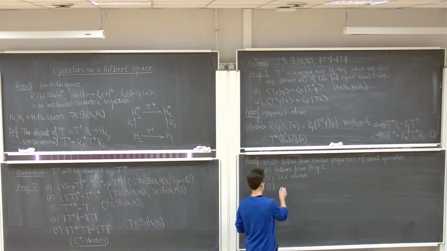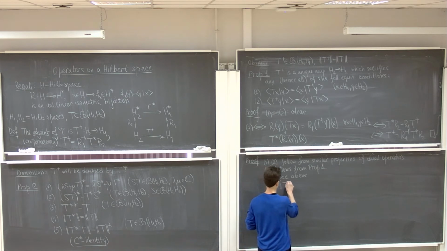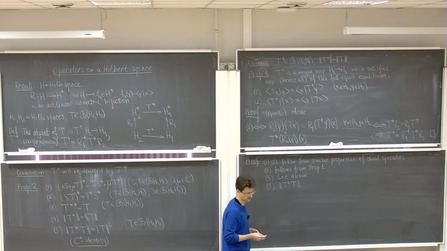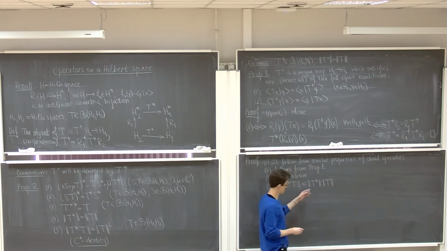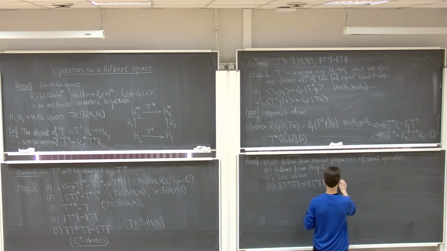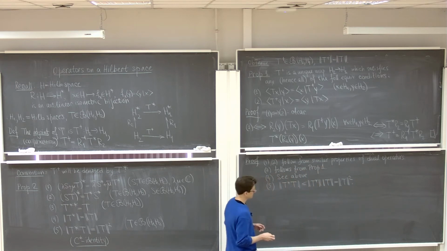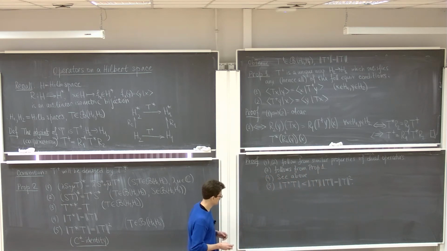Well, first of all, if we look at the norm of T star T, we know that the norm of the product of two operators is less than or equal to the product of their norms. So we have this inequality. And since the norm of T star equals the norm of T, this is the norm of T squared. And now we have to prove the opposite inequality.